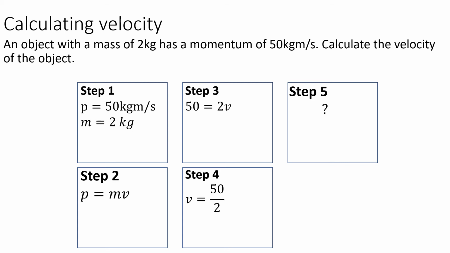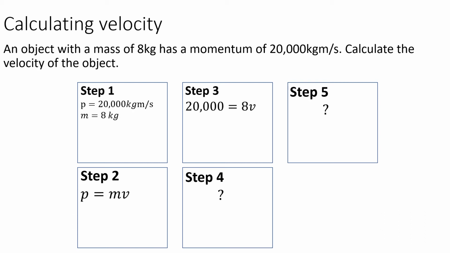Next, an object with a mass of 2 kilograms has a momentum of 50 kilogram meters per second. Calculate the velocity of the object. Step 1, write down what you know. Step 2, write down the equation. Step 3, substitute in the numbers. Step 4, rearrange to make v the subject of the formula. And step 5, write down the answer with correct units. Copy down steps 1 to 4 and complete step 5 yourselves.